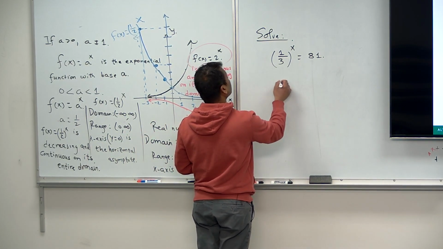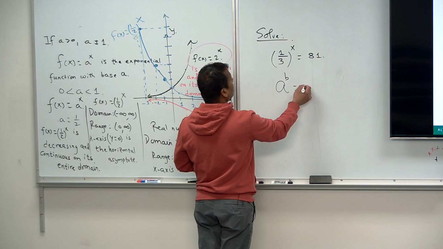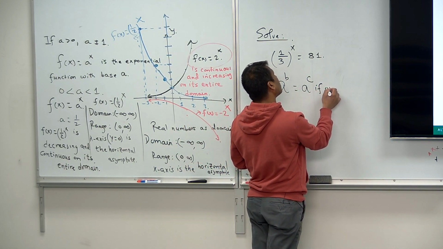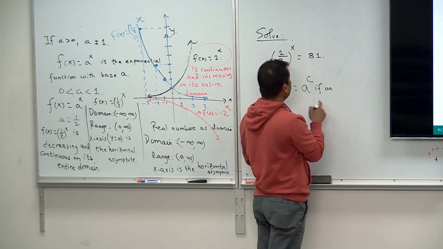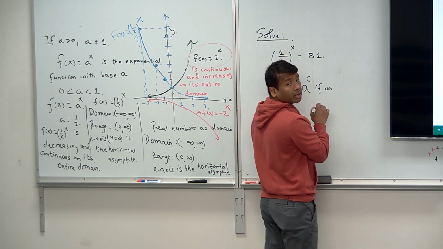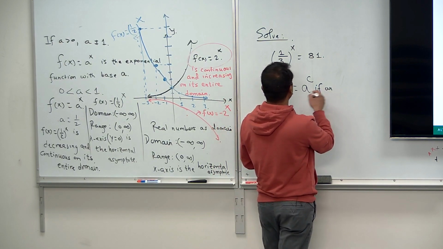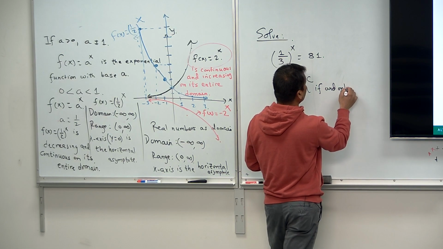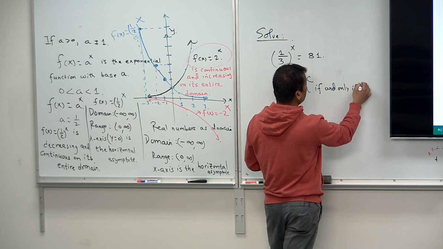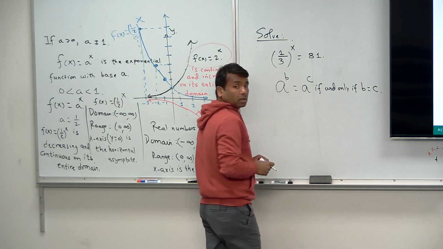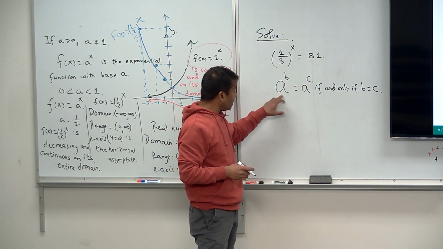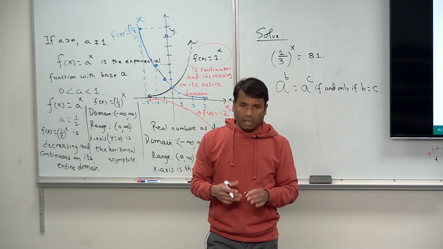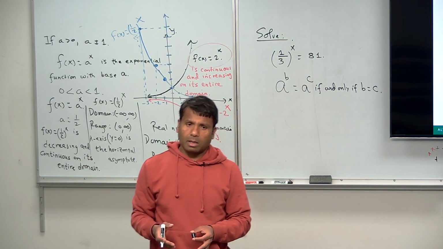So remember, if a to the power b equals a to the power c, this is the property of exponents, right? If a^b = a^c, this is equivalent if and only if b equals c. If the bases are equal, then you can equate the exponents, right?